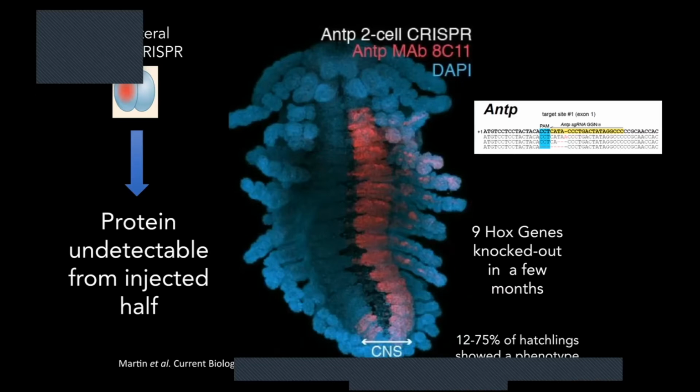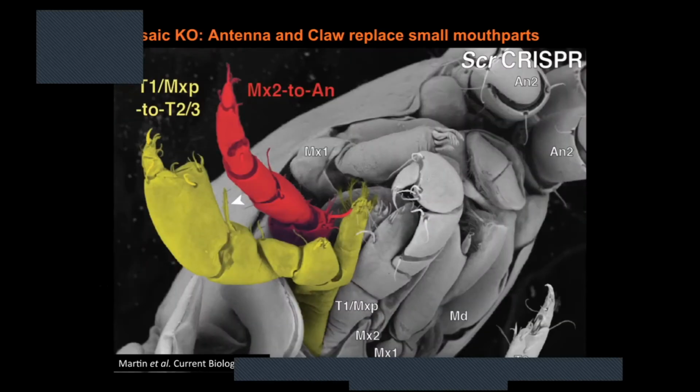And so I knocked out a lot of Hox genes that are important for the development of anteroposterior identity in those crustaceans. Just one quick example. Normally the mouth parts are in gray here on this electron microscopy scan. There are little articulated parts for food processing in the mouth.